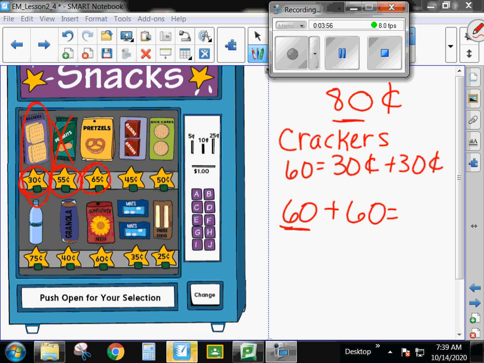Okay, now raisins, when you look at the price of the raisins, they're 45 cents. If you're looking at the 40, 40 plus 40 is 80, but then don't forget, you've also got that 5 cents. So really, you would be rounding that up to 50. 50 plus 50 would be a dollar. You don't have enough for raisins. Okay, looking at rice cakes, these rice cakes are 50 cents. And if you do 50 plus 50, you know that's a dollar, so you don't have enough for rice cakes.